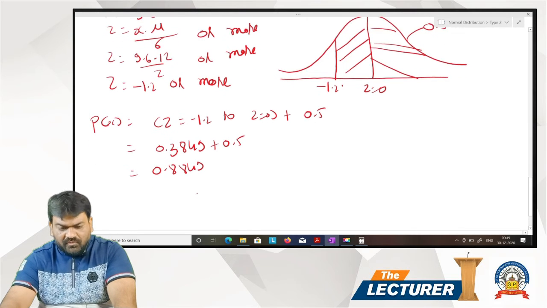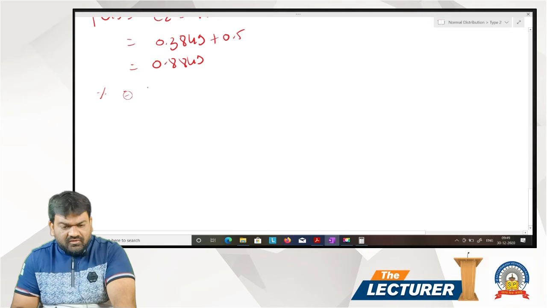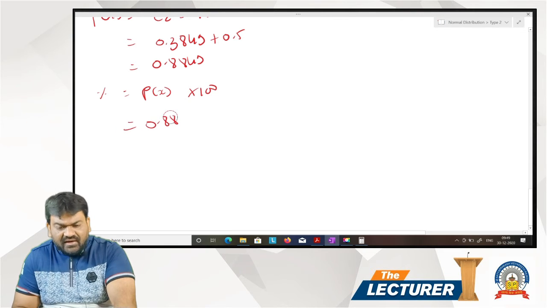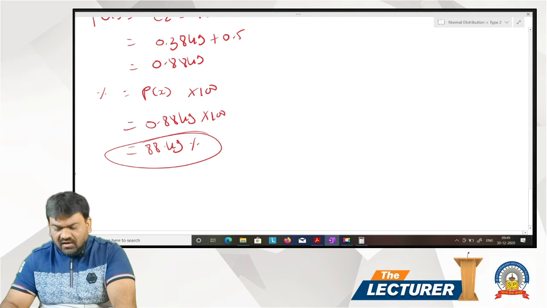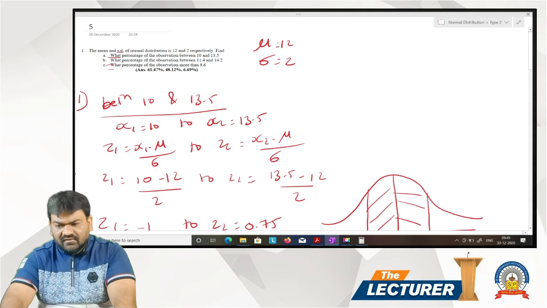We have to find out the percentage. So percentage is equal to probability multiplied by 100. 0.8849 multiplied by 100 is 88.49%. This is your answer. Next one, example number 6.